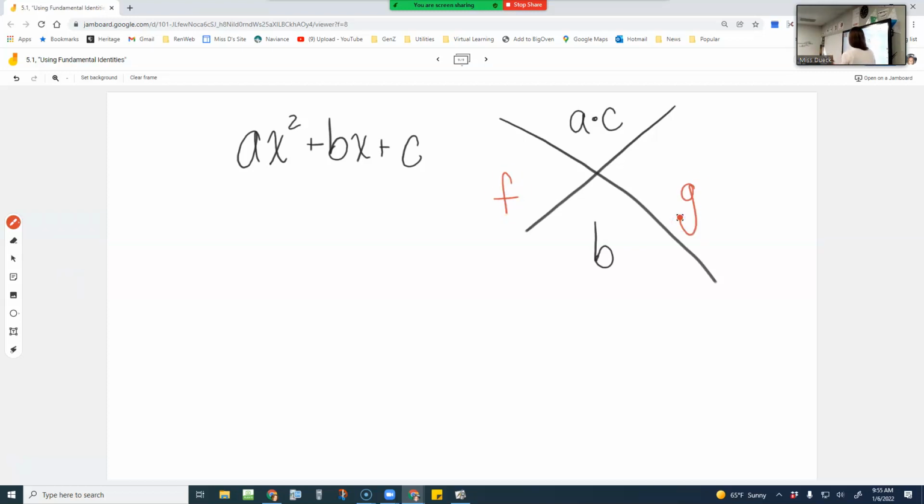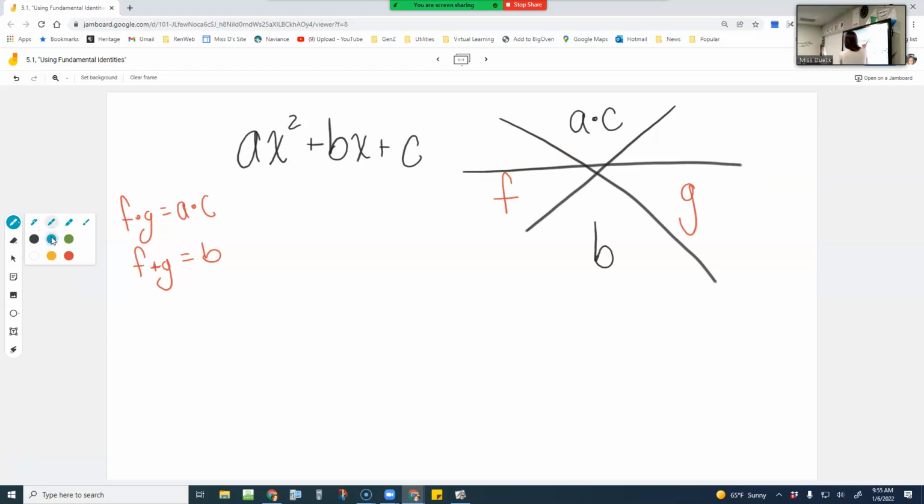I'm just putting f and g as the two numbers that work that you find, where f times g is equal to a times c, and f plus g is equal to b. Then we modify the star by putting in the leading coefficient. And don't forget to reduce.